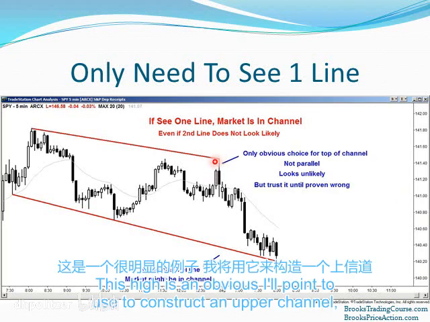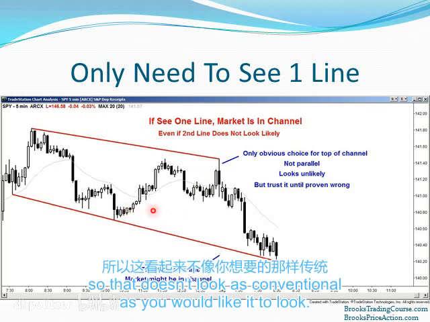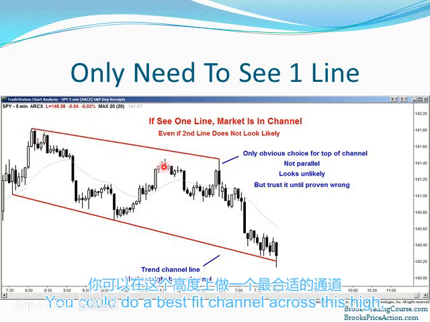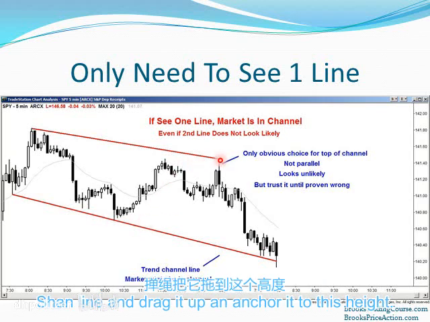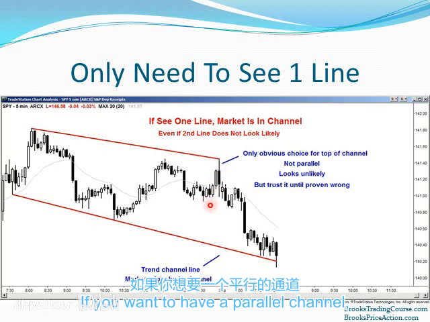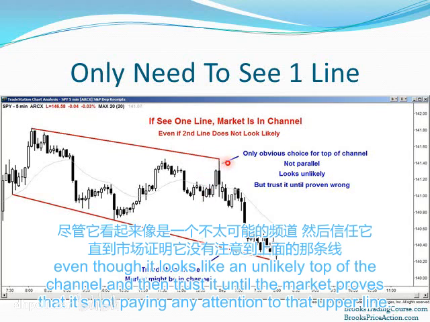This high is an obvious point to use to construct an upper channel, but when you do, it's not parallel, so that doesn't look as conventional as you would like it to look. You could do a best fit channel across this high, or you could do a parallel from this trend channel line and drag it up and anchor it to this high if you want to have a parallel channel. Otherwise, you can just draw this line, even though it looks like an unlikely top of the channel, and then trust it until the market proves that it's not paying any attention to that upper line.